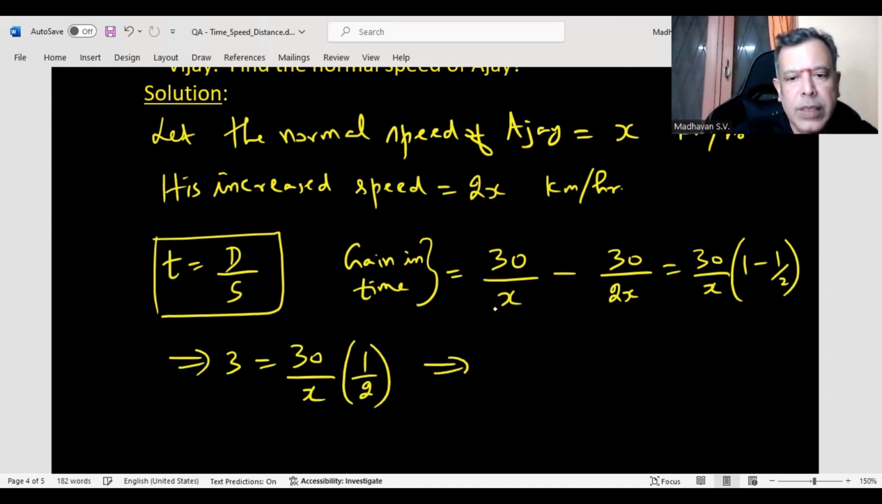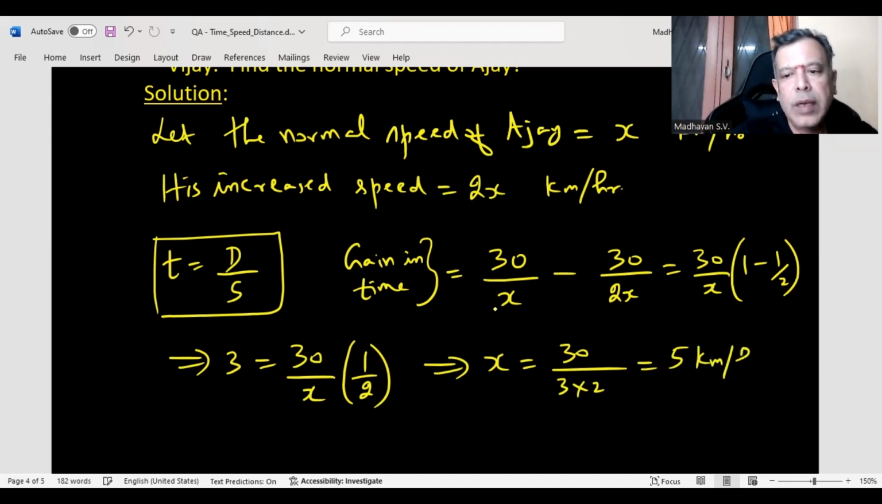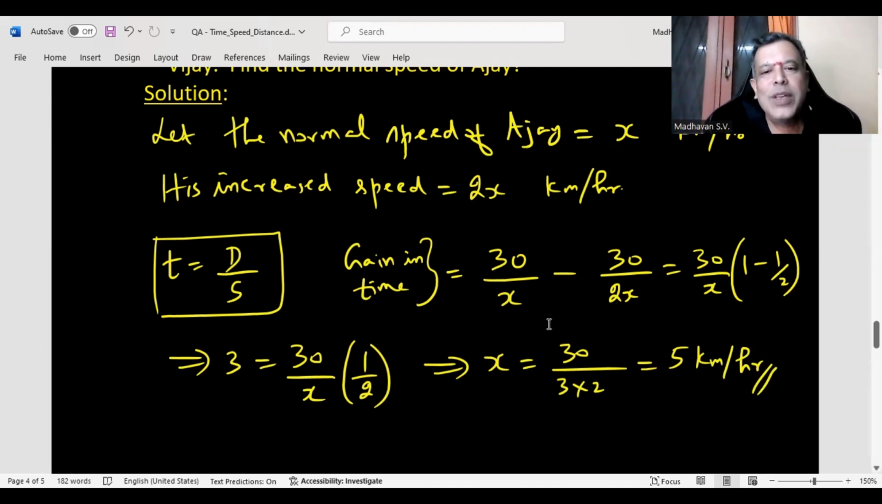So that means our x will be 30 by 3 into 2, which means it is 30 by 6, or 5 kilometers per hour. That is Ajay's normal speed. So let us proceed with the next question.